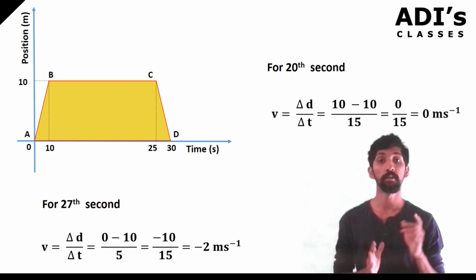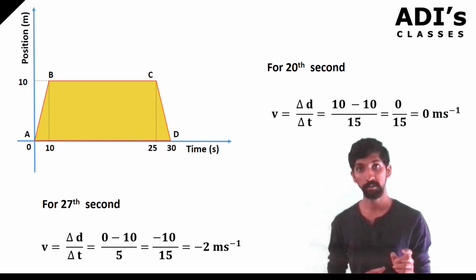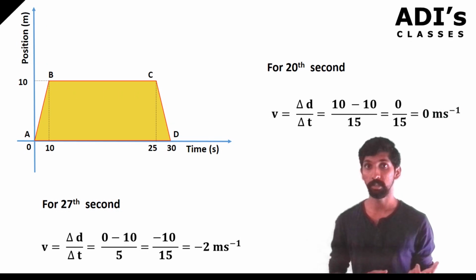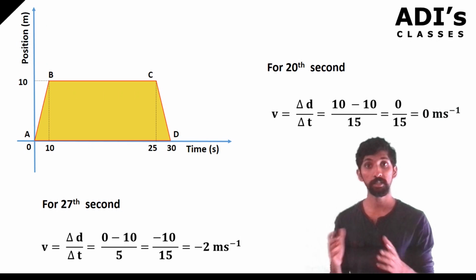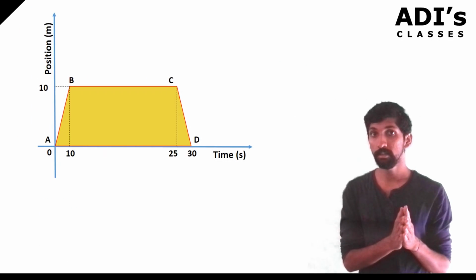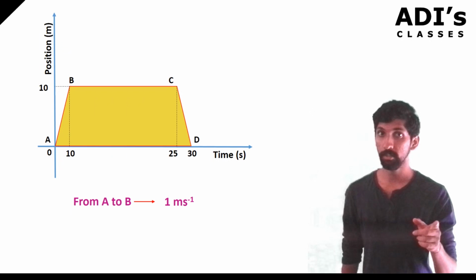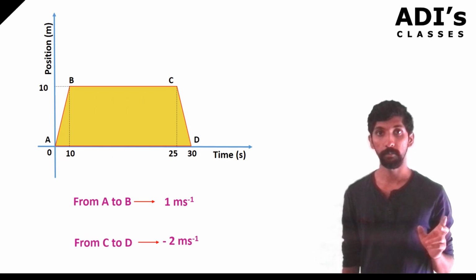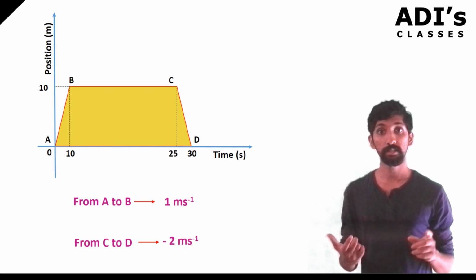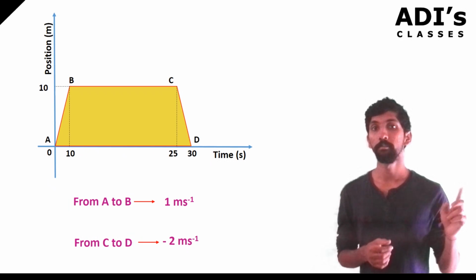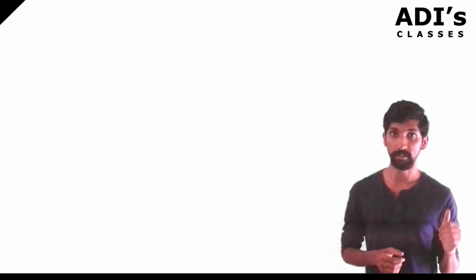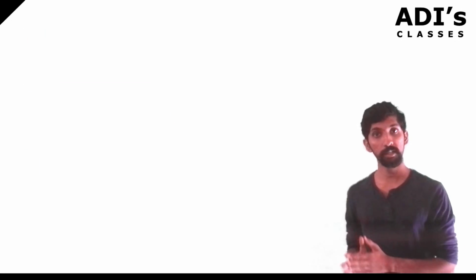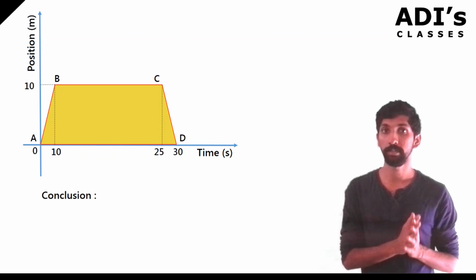meters per second. Now remember, velocity is a vector, so plus and minus determine something. In the first value, from 0 to 10 meters, it was plus 1 meter per second, and the last value is minus 2 meters per second. So plus 1 says that it's increasing, minus 2 says it's decreasing. Understood? So we just figured out the velocity at 5th second, 20th and 27th.